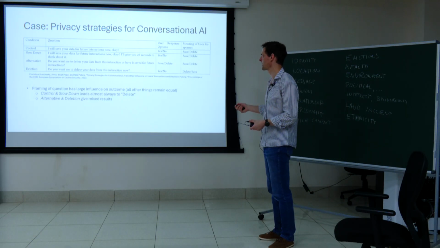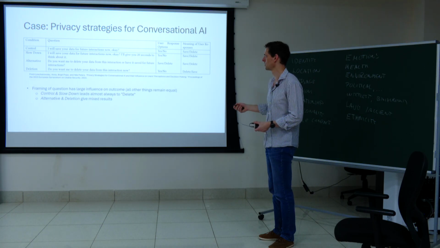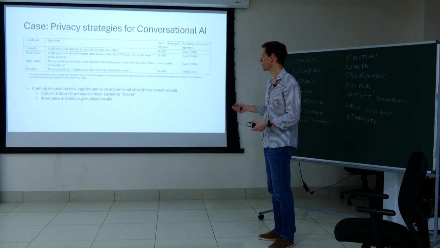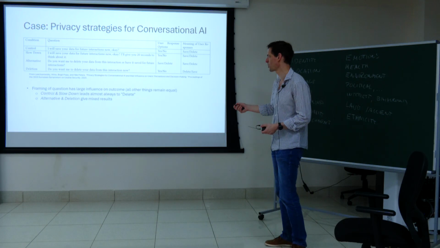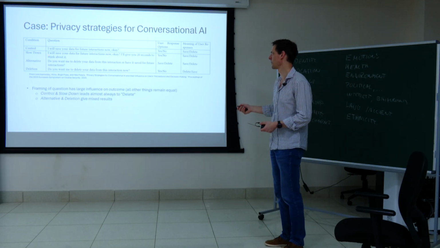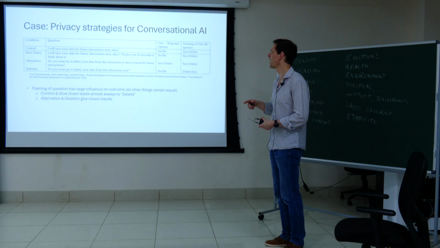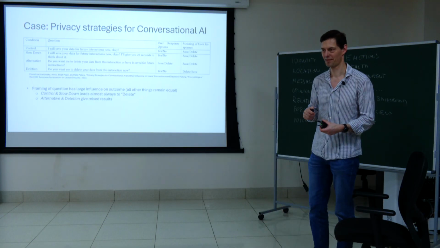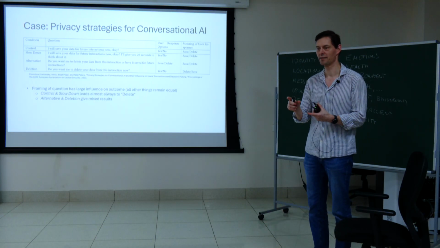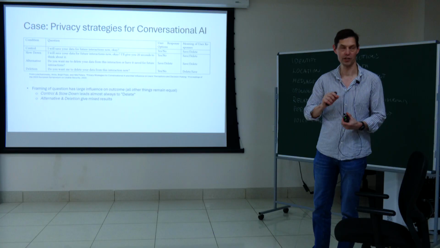They said, I will save your data for future interaction now, okay? And then they could answer yes or no. So that gives control. And then they could have different options on how to approach this. They could slow down, and then, for example: I will send your data for future interactions now, okay? I'll give you 20 seconds to think about it. And then yes or no. So just a time delay added to the previous question.